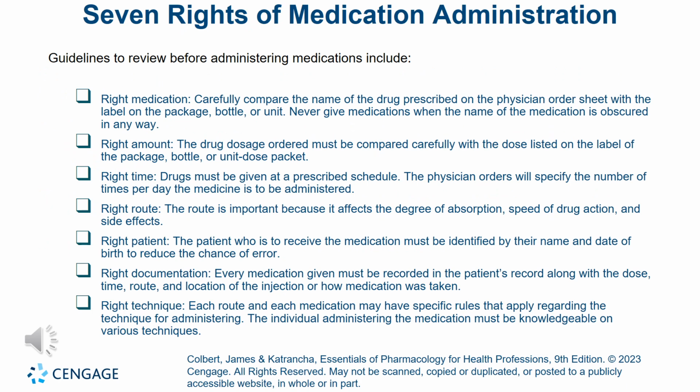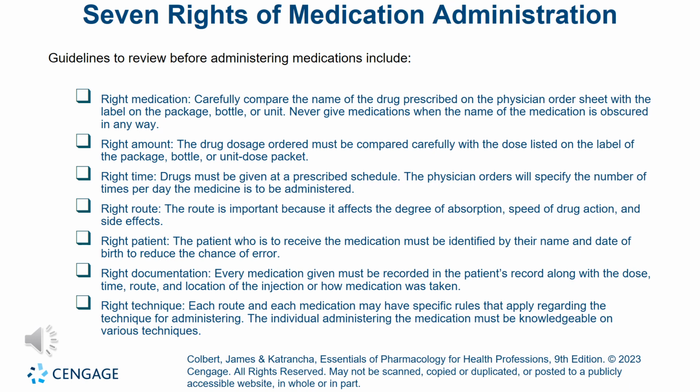There are guidelines to review before administering medications, and these include the 7 rights of medication administration. The right medication. You want to carefully compare the name of the drug that's prescribed on the physician order with the label on the package, bottle, or unit. You never give medications when the name of the medication is obscured in any way.